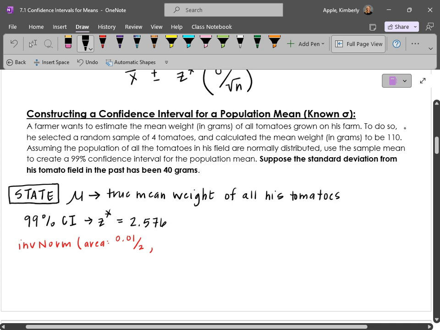We're not going to use the 110 though. Why not? Mean 0 and standard deviation 1. Why? No, we're doing a Z score, right? So mean 0, sigma 1. And that's going to give us the appropriate critical value.